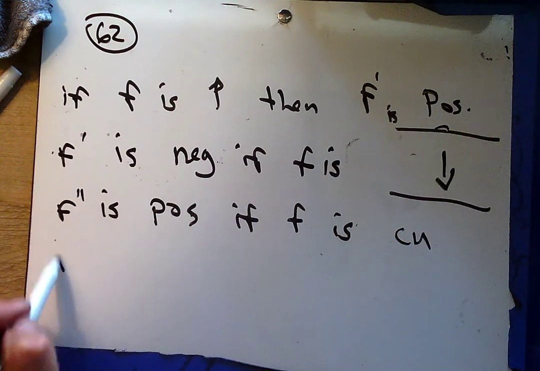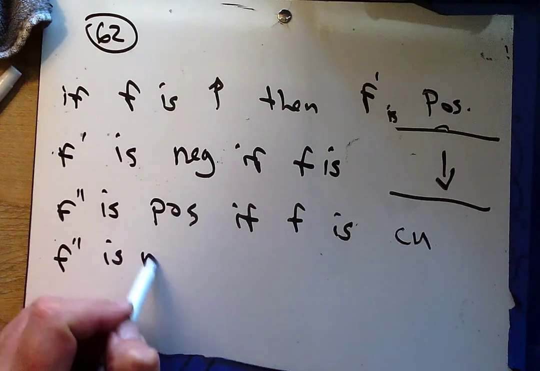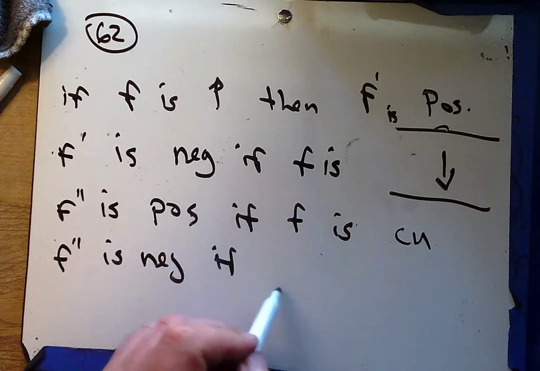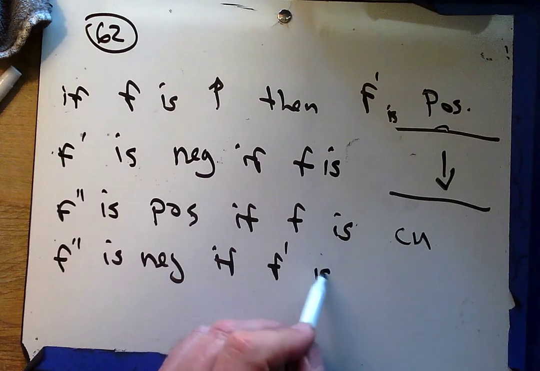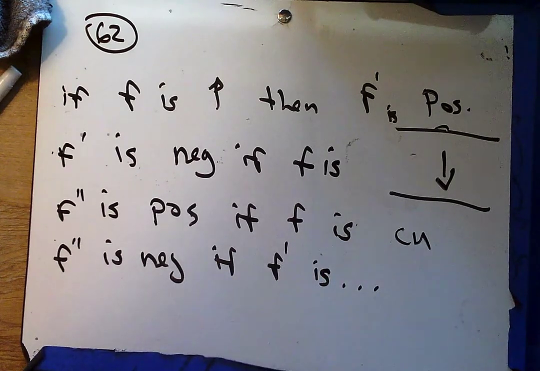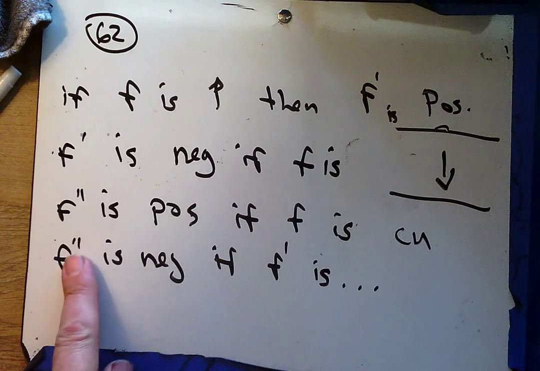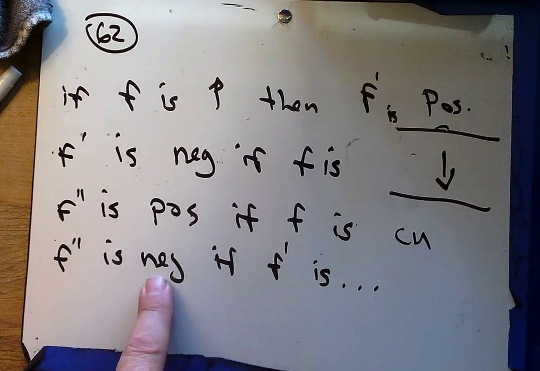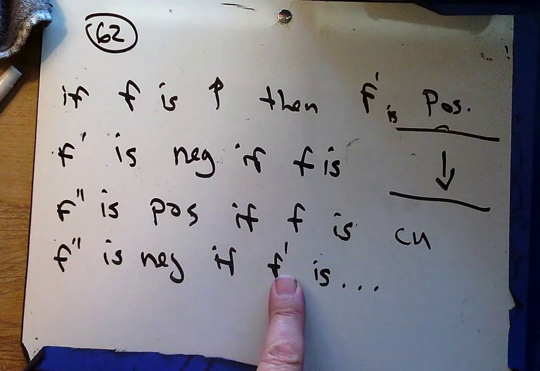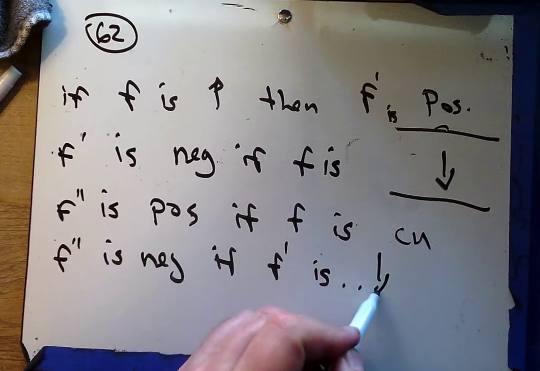Number 4, f double prime is negative if f prime is, remember, these are the slopes of f prime. The slopes of f prime are negative numbers, which means that f prime slopes are negative, and so we want to say decreasing.